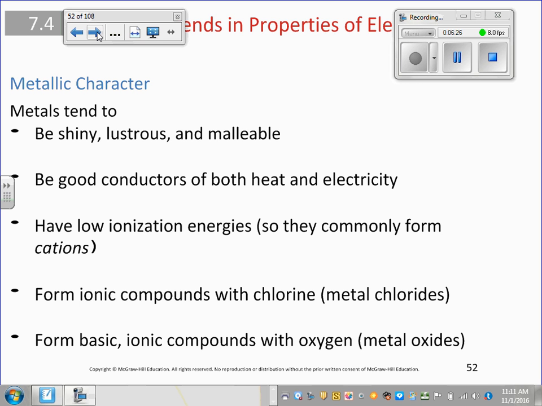They're good conductors of heat and electricity. They have low ionization energy, so they lose their electrons easily and become cations. They form ionic compounds with chlorine, metal chlorides, and they form basic ionic compounds with oxygen, metal oxides.